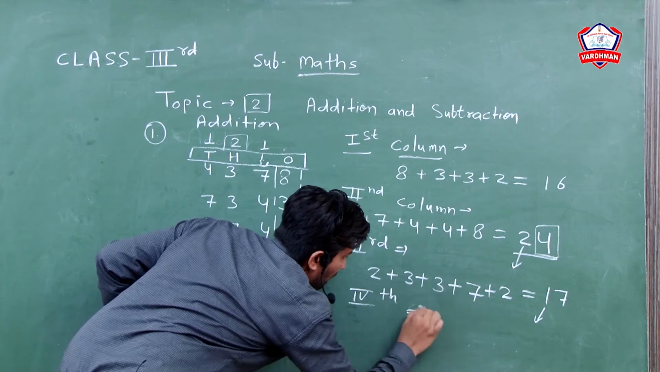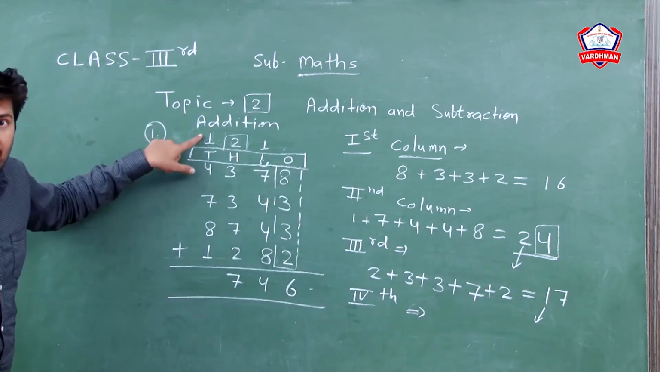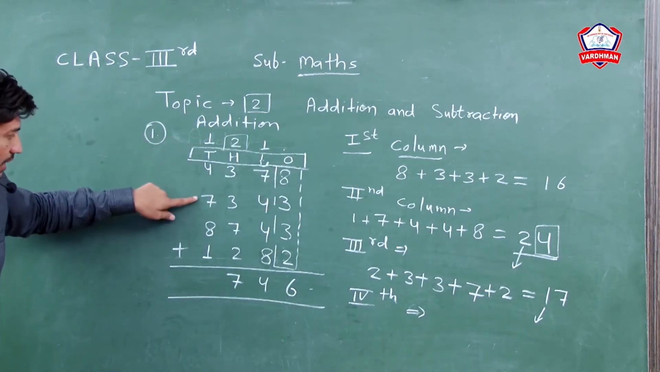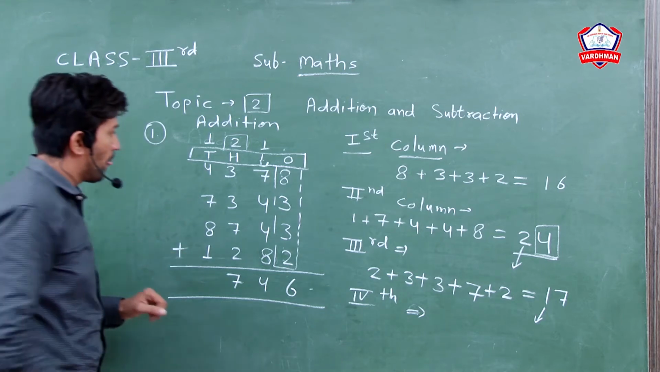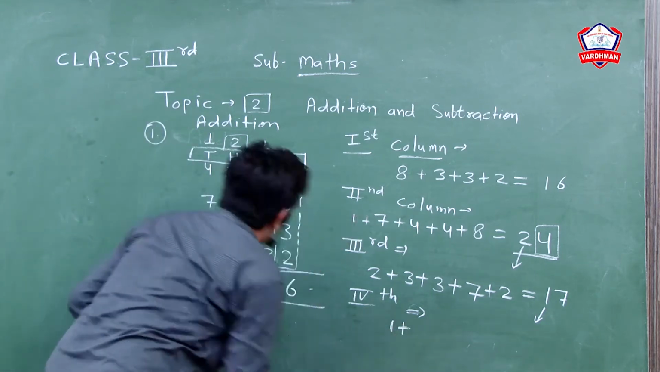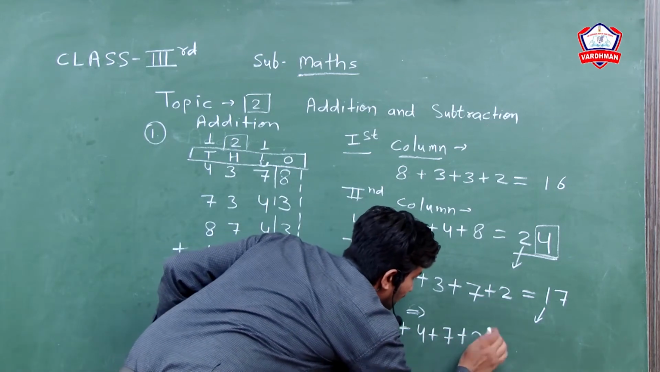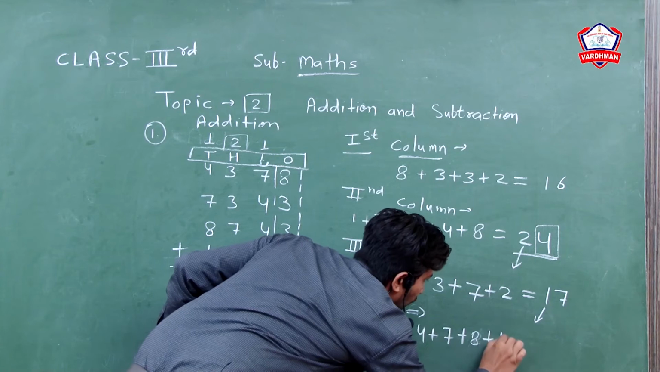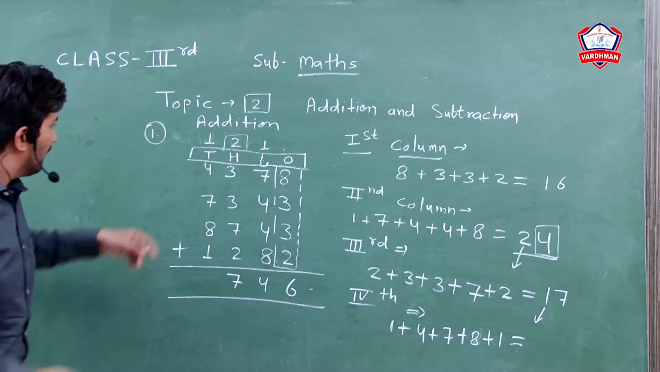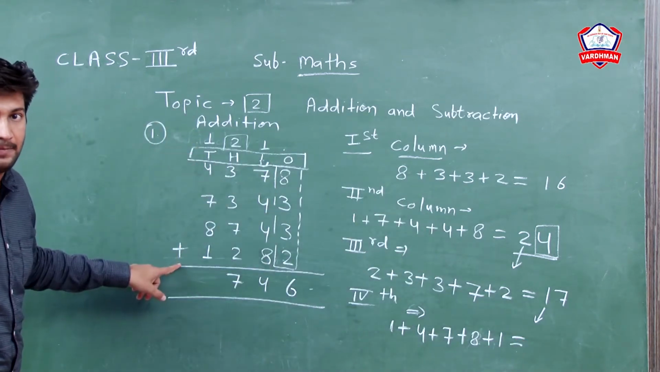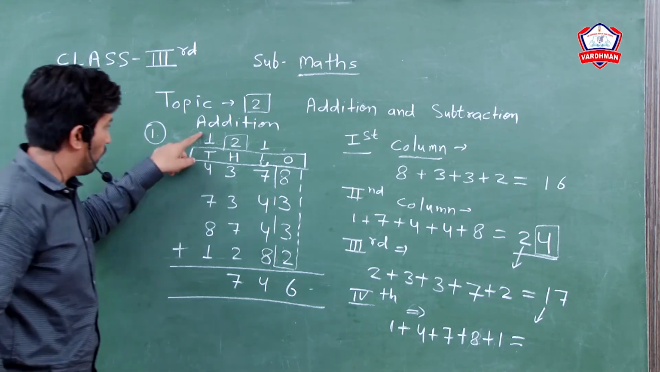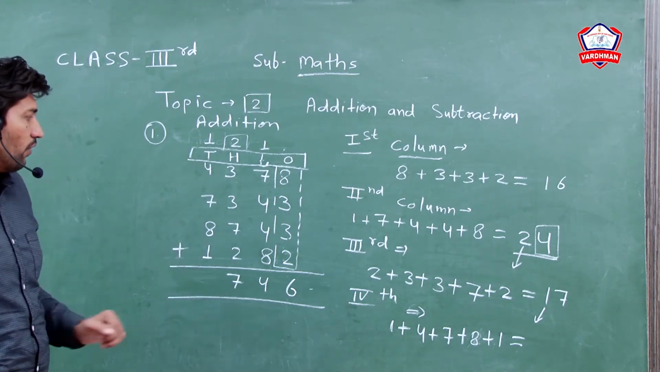Fourth column. Now we will start with carry 1, 4, 7, 8 and 1. 1, add 4, 7, 8 and 1. Okay, that's our last and final 1000 part. 1, 4, 7, 8 and 1.